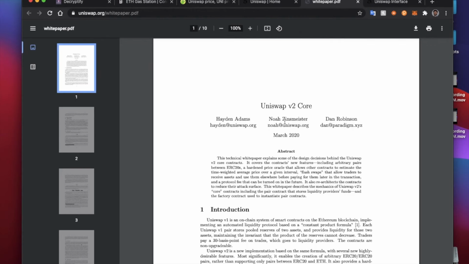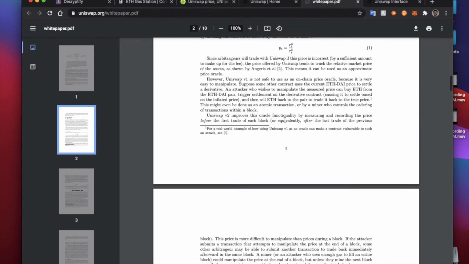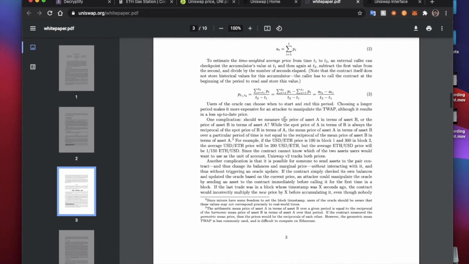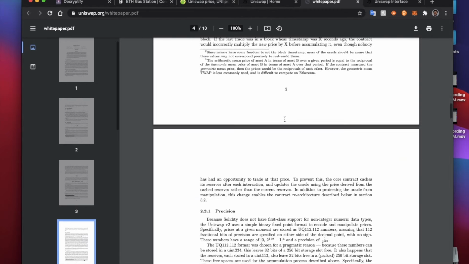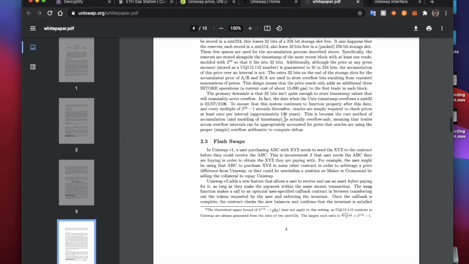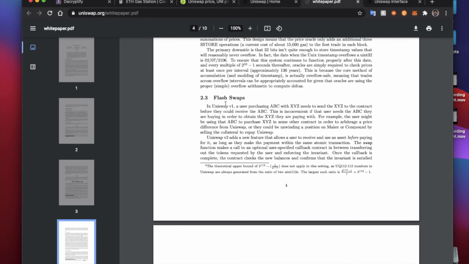And also, the white paper will explain how the math works behind providing liquidity, how impermanent loss works. It also goes over some features of the platform, like if you're very smart with math, you stand to make a lot of money using the flash swap system.